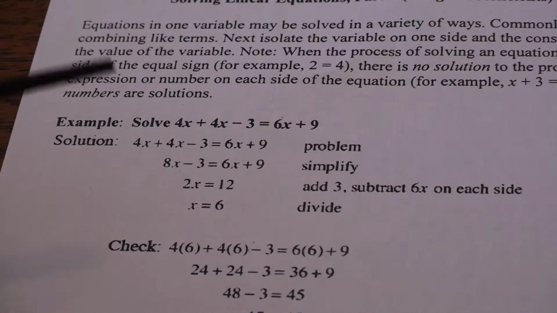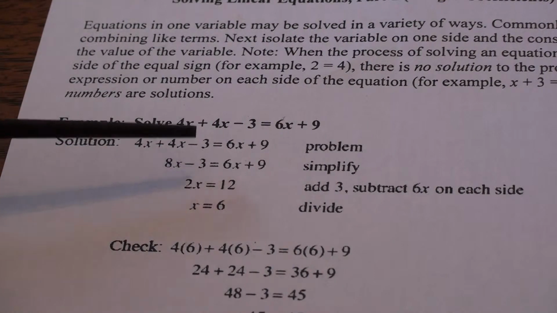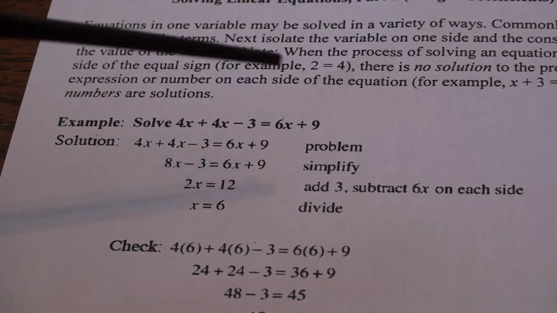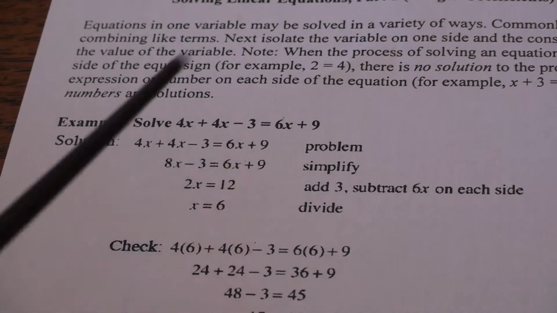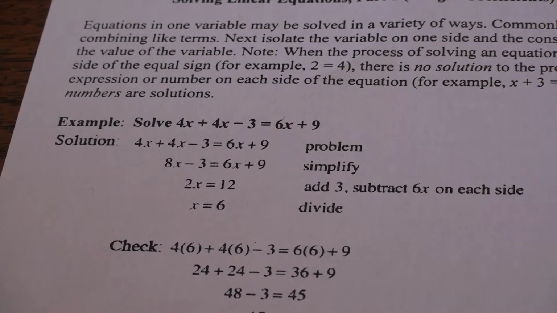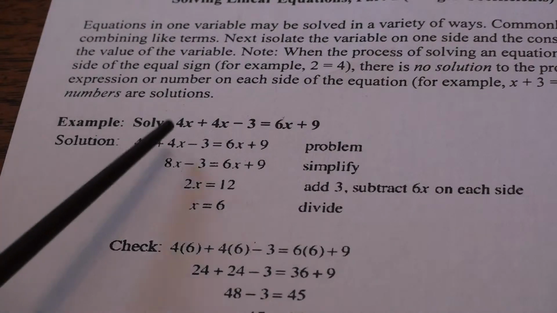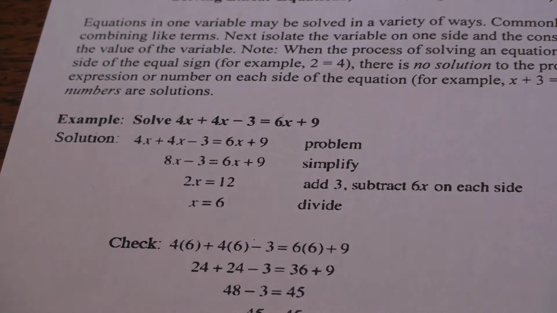For the first example, solve 4x plus 4x minus 3 equals 6x plus 9. The first thing to do is combine like terms. You can see we have a 4x plus 4x. Now remember, when you're combining like terms by adding, you need to add only the coefficients. So 4x plus 4x is 8x, not 8x squared.